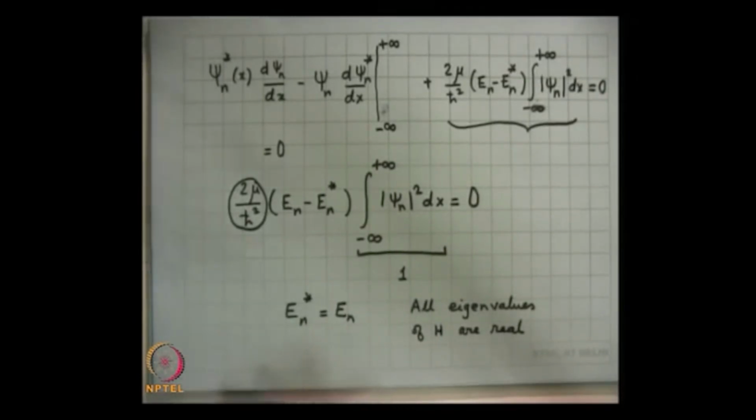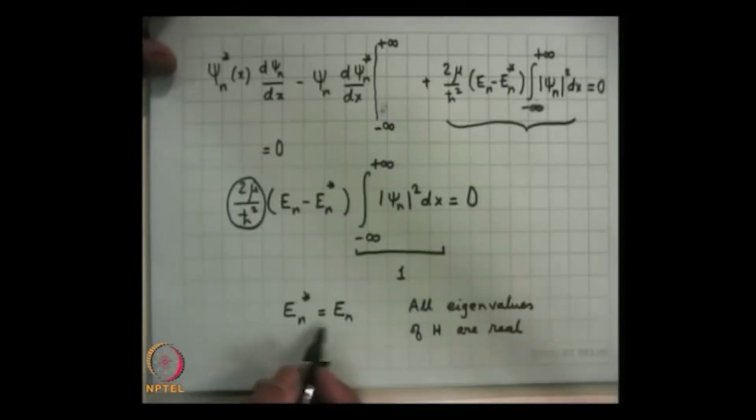And as we will discuss later, if you make a measurement of energy, then you will obtain one of the eigenvalues of H. So, these are the possible values that we will measure if we make a precise measurement of energy. So, we have proved that the energy eigenvalues are real.